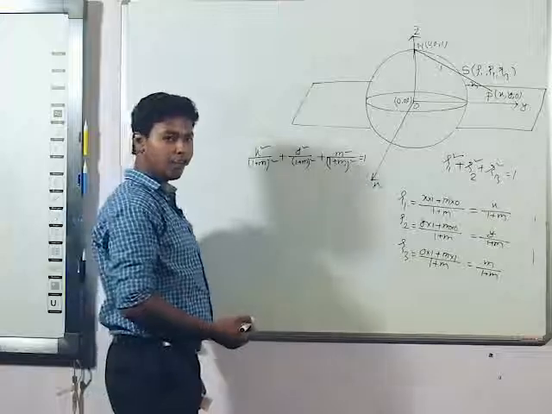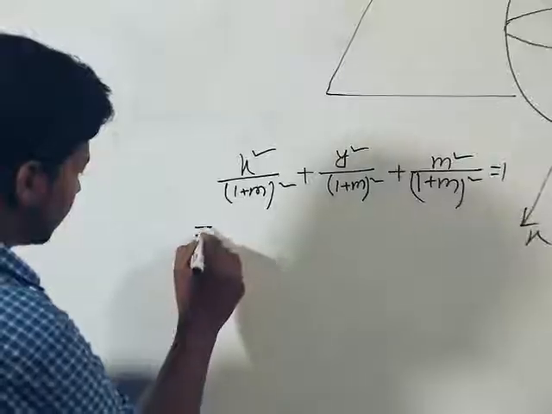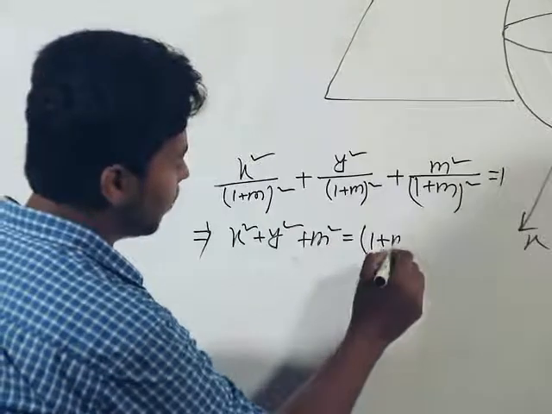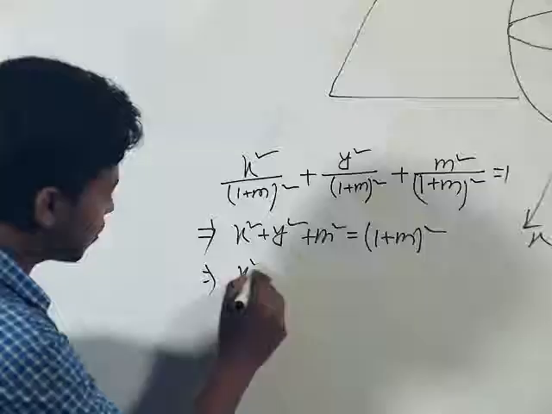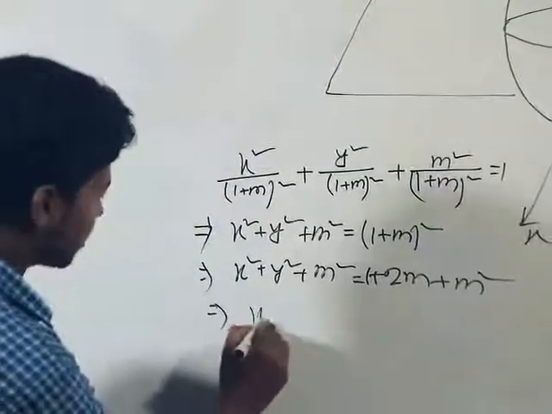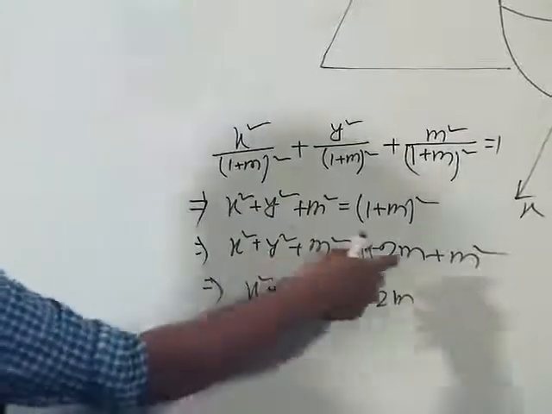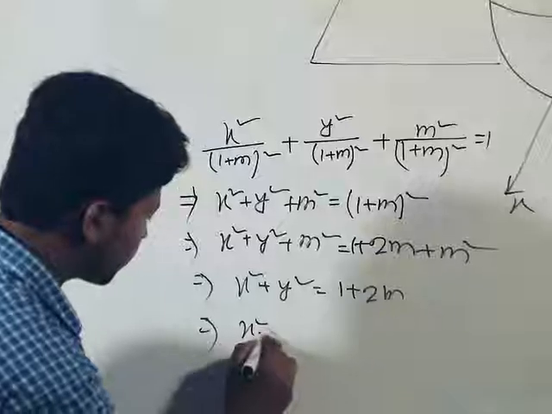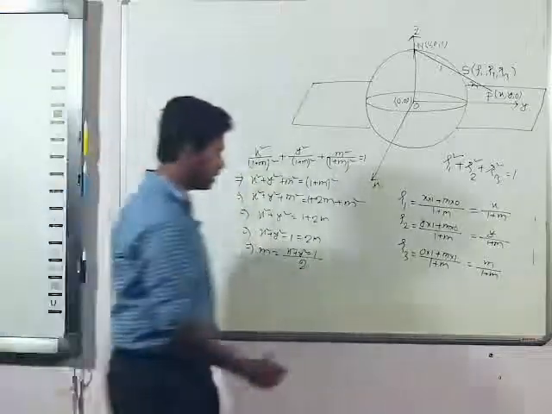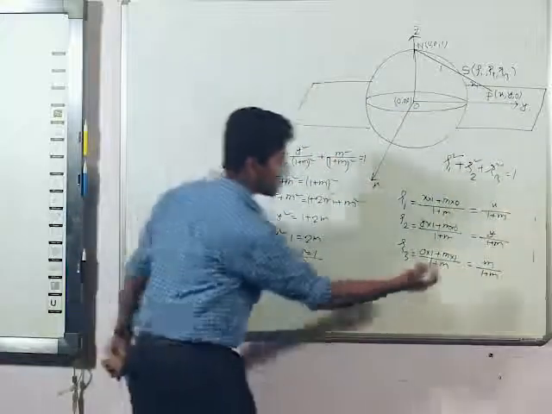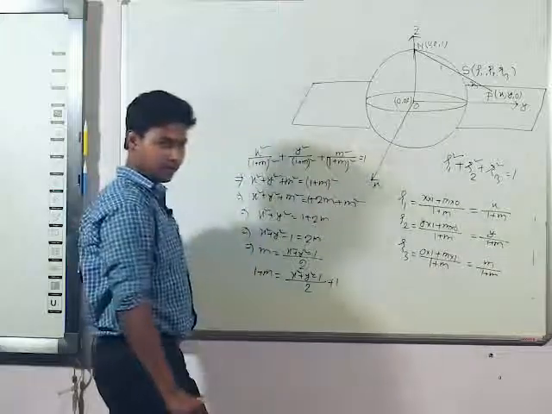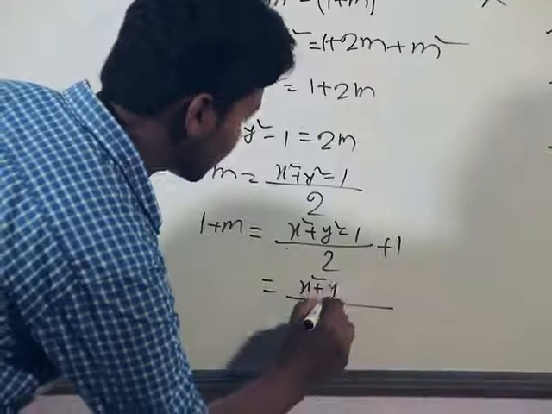Next we simplify the value of m in terms of x and y, such as x square plus y square plus m square equals to 1 plus m whole square. Next, if we simplify, that is 1 plus 2m plus m square. Next, x square plus y square equal to 1 plus 2m, since m square subtract both side, then x square plus y square minus 1 equal to 2m, that is m equal to x square plus y square minus 1 by 2. Next, if we put the value of m, 1 plus m means x square plus y square minus 1 by 2 plus 1, that is 2 here, x square plus y square plus 1.